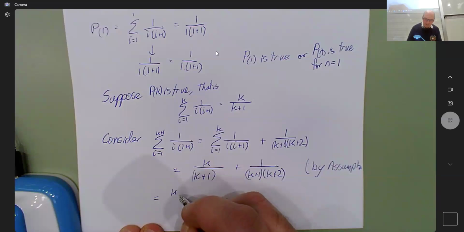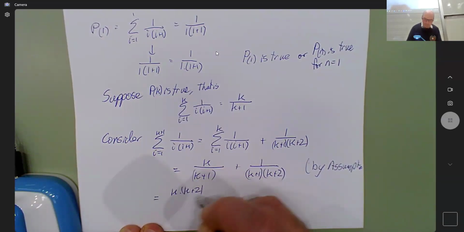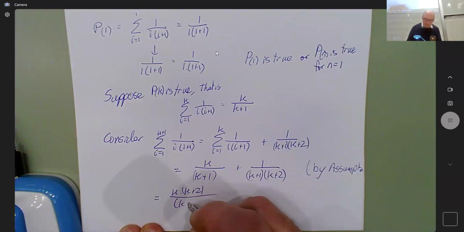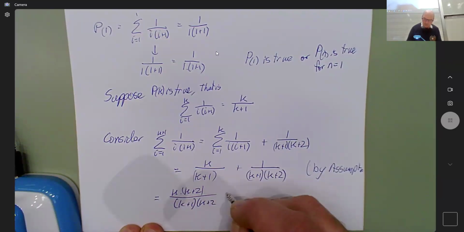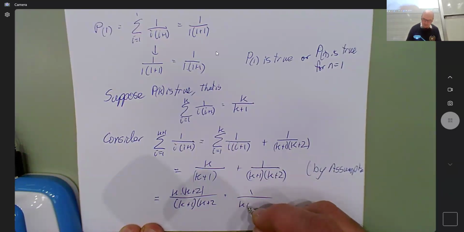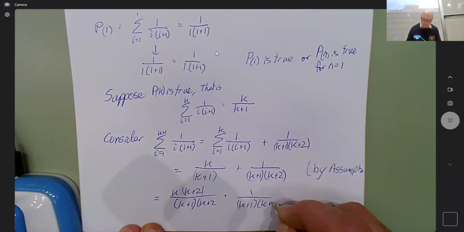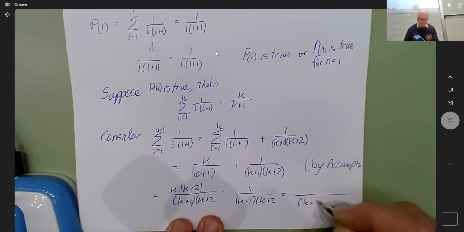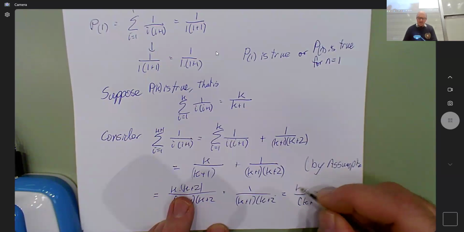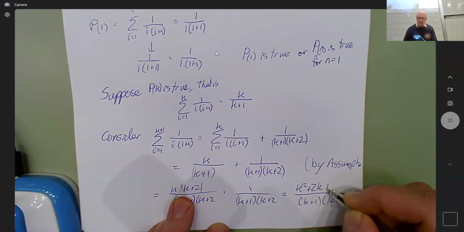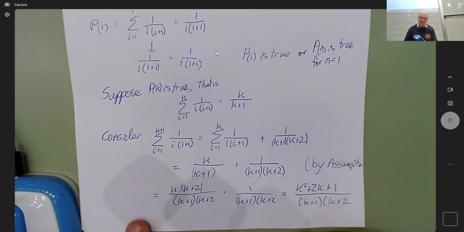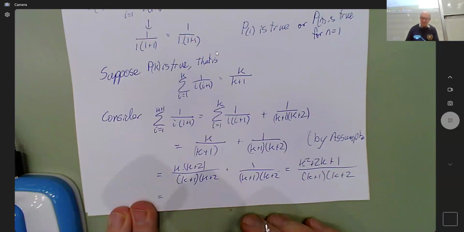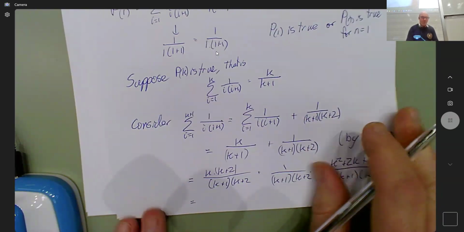So this is going to be k times k plus 2 on k plus 1, k plus 2, plus 1 on k plus 1, k plus 2, which is going to be equal to something, don't know yet, over k plus 1, k plus 2. So it's going to be k squared plus 2k plus 1.